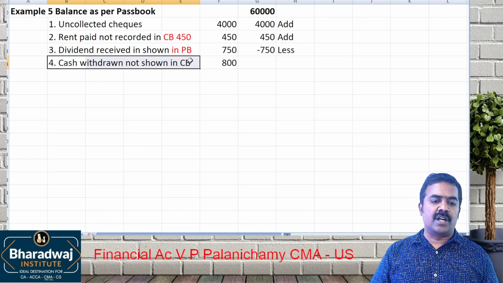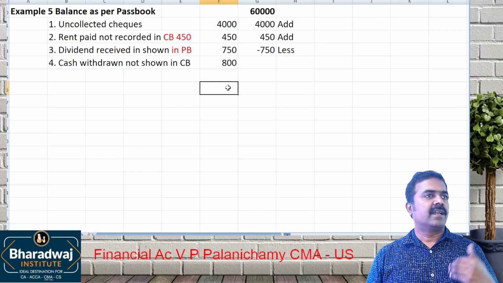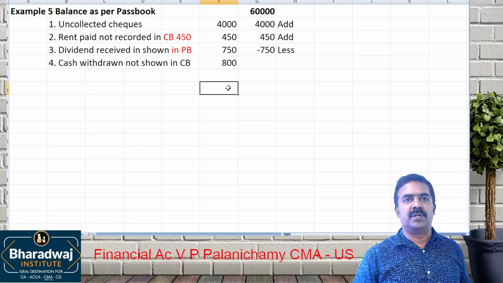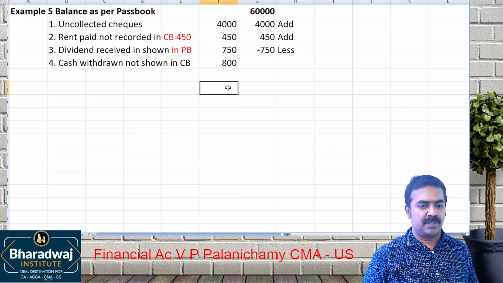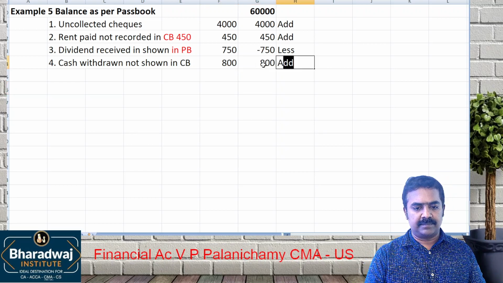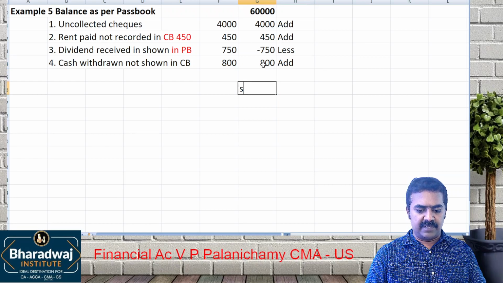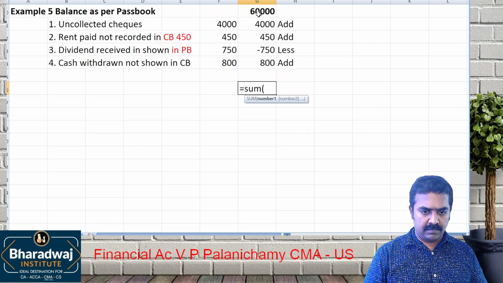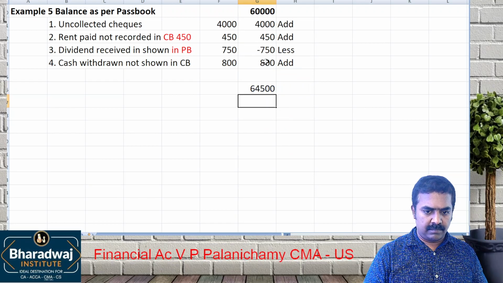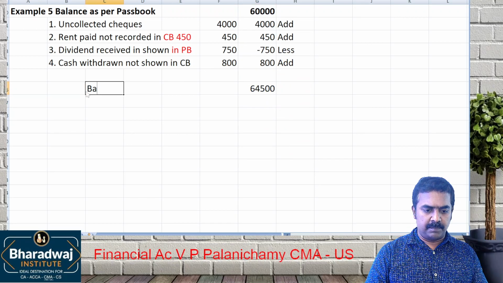Cash withdrawn not shown in cash book. When the customer withdraws cash, what will the bank do? Bank will reduce it. Whether the customer has reduced? No. Add 800. We'll get which one? This is balance.